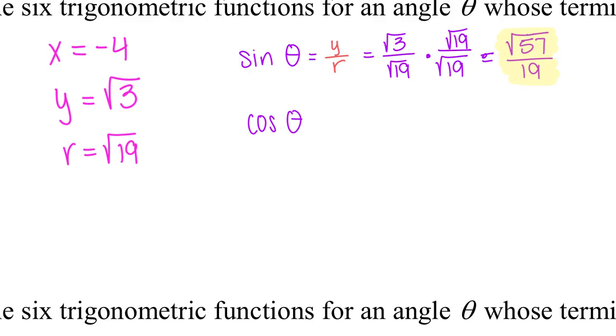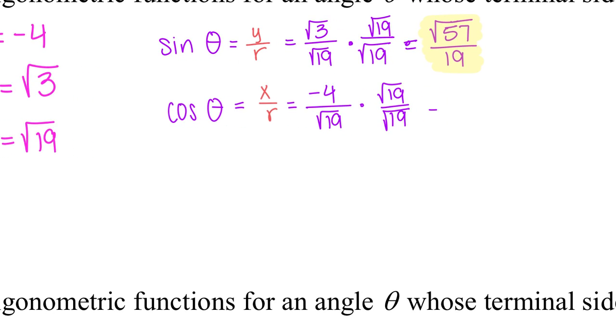So cos theta is x over r. Do not forget to rationalize the denominator if you have to. So x is -4 over the square root of 19. You cannot have a square root in your denominator, so you have to rationalize it. I'm going to multiply top and bottom by the square root of 19. And I'm going to end up with -4 times the square root of 19 over 19. And this would be my answer for cosine theta.